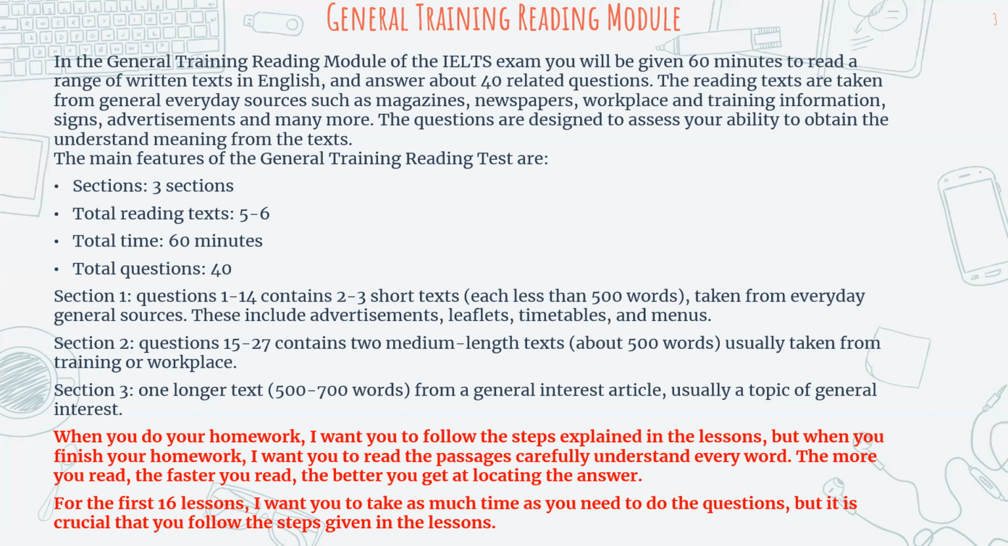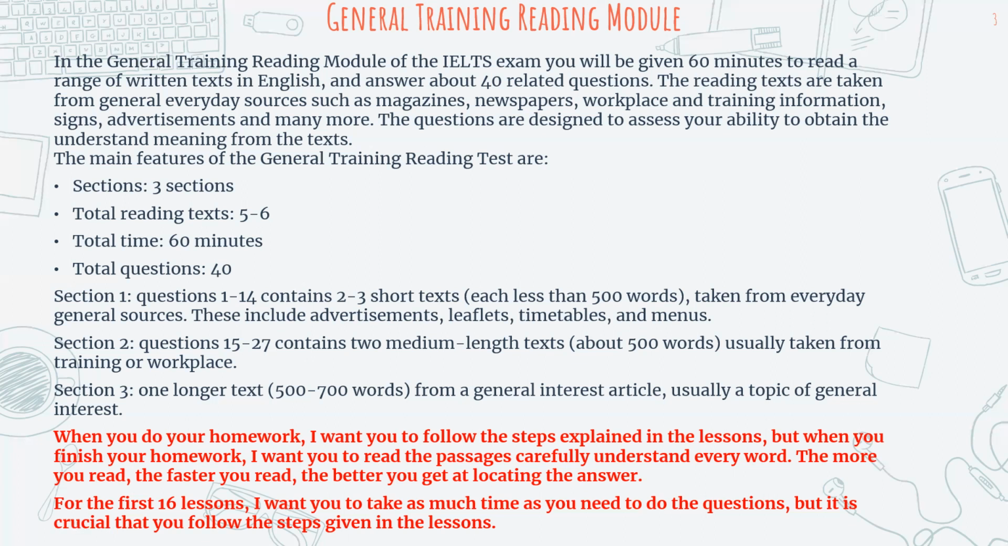The main features of the general training reading tests are, there are 3 sections. Total reading texts range from 5 to 6. We said 60 minutes, of course, and 40 questions. Section 1, usually questions from 1 to 14, contains 2 to 3 short texts. When I say short, I mean less than 500 words, unlike the academic reading module, okay? Taken from everyday general sources, these include advertisements, leaflets, timetables, and menus, okay?